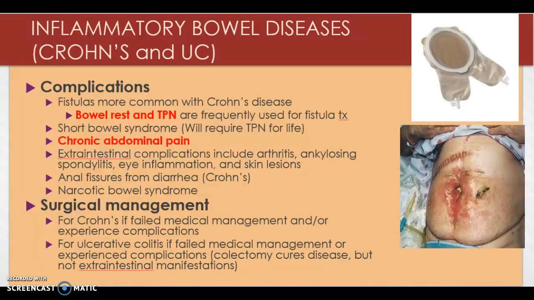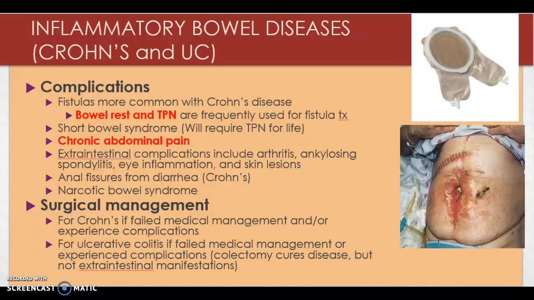If they have a condition where they have to have a large portion of the bowel removed and have short bowel syndrome, they may be required to have TPN for life. And then these patients tend to have chronic abdominal pain. These are just a lot of complications that you see from Crohn's and ulcerative colitis combined.